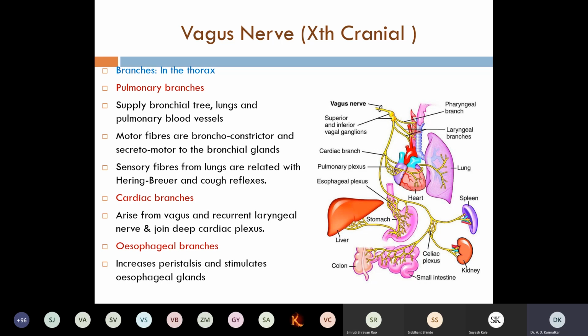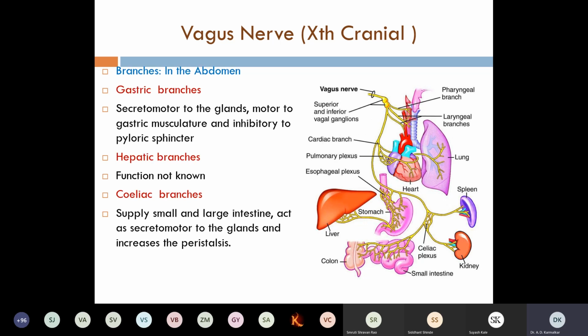Esophageal branches, what is the function of these? As we see, they form the esophageal plexus, and the posterior and anterior vagal trunks. The function is to increase the peristalsis and stimulate the esophageal glands. That was about the branches in the thorax, the cardiac branches and the pulmonary branches, along with the functional aspect.